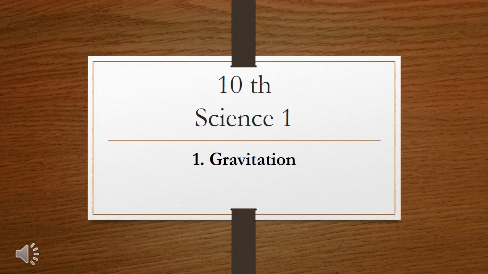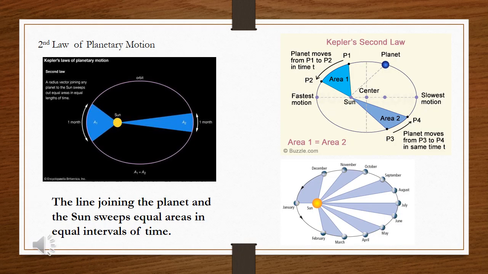Hello students, in this session we are going to discuss the 10th Science 1, Chapter 1, Gravitation. In this chapter we will discuss Kepler's laws and Newton's universal law of gravitation. As we studied before, Kepler's first law says the orbit of a planet is an ellipse with the sun at one of the foci. So now let's study the second law of planetary motion.